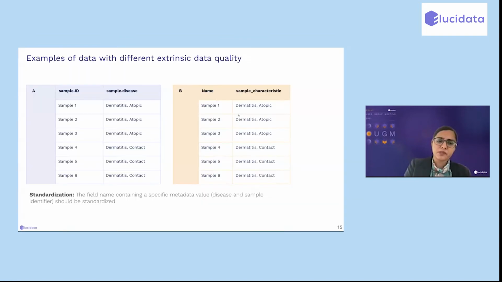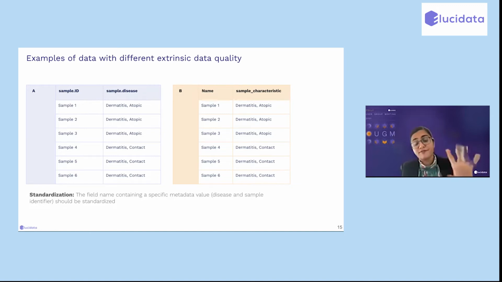And similarly, standardization can also be defined in terms of data schema, which means how are the metadata stored? So in this case, I'm defining them as standardization of the name of the field where a specific type of metadata is stored. For example, sample identifier and disease. So if this is my definition, then the data on the left, where the names of the fields where metadata are stored have been standardized, meets that quality criteria, but the one on the right does not, because I'm using very generic field names to record my metadata values.